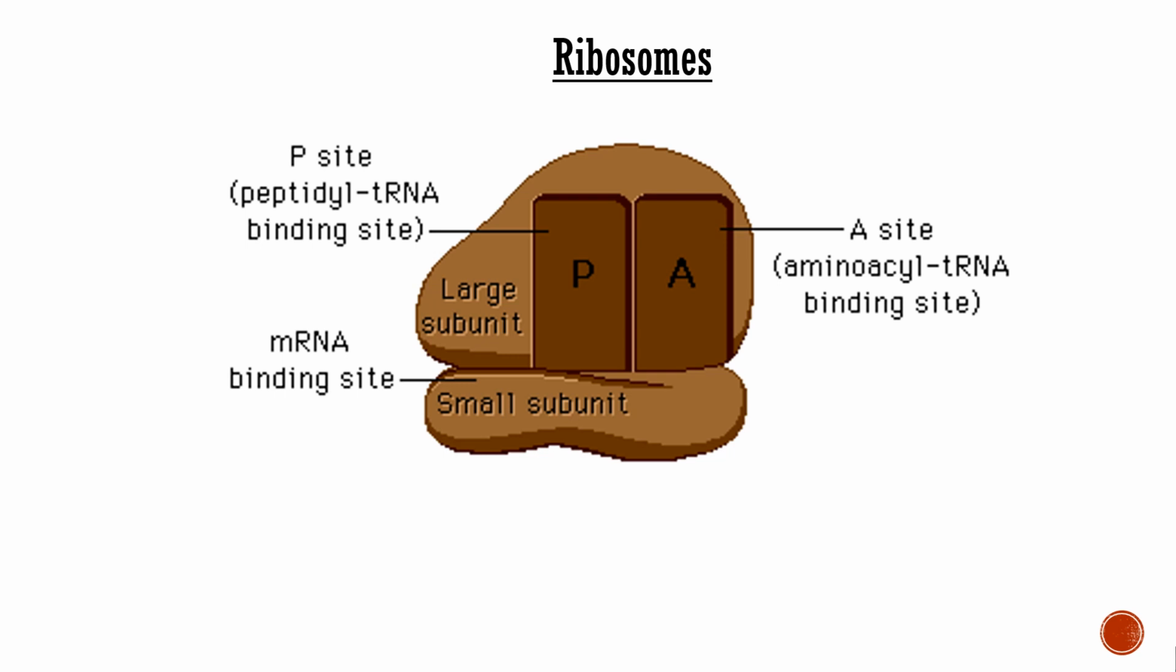And then we have an rRNA, or ribosomal RNA. It has two subunits. We have a larger subunit and a smaller subunit. It has two major sites. It has a P site and an A site. So the P site here holds the growing polypeptide chain, and the A site here is where the new amino acids enter.